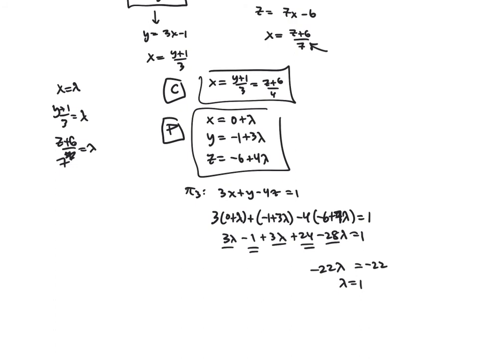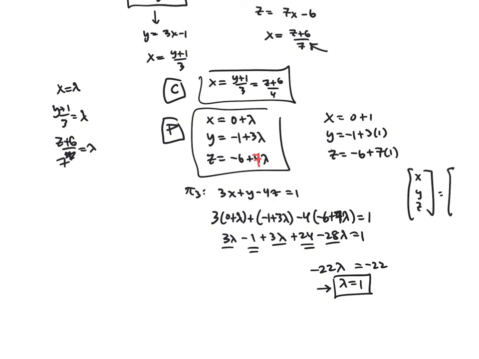Okay, so we're going to take lambda here, which is the parameter on the line that satisfies the third plane. And I just realized I forgot to change this to a 7. Okay, and we're going to be able to find the point of intersection based on that parameter. We're going to plug it back in for lambda in this parametric equation. That'll be 0 plus 1 for x, and negative 1 plus 3 times 1 for y, and negative 6 plus 7 times 1 for z. That gives us the point of intersection of those 3 planes, x, y, z, to equal 1, 2, and 1.